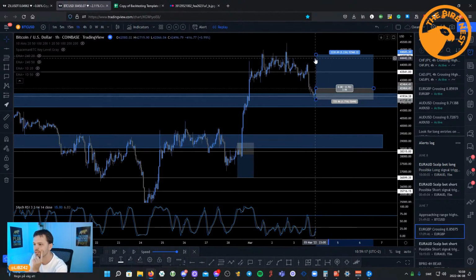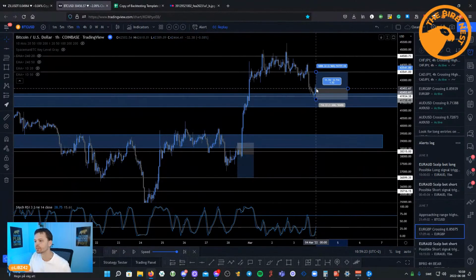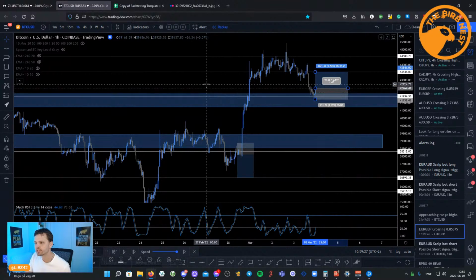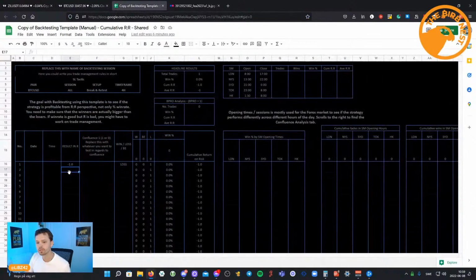Let's put a very tight stop right here. That would be a 1.5. You know what? Let's just run with this and see if this even makes sense, because we need to get some trades in to even see if this is a viable strategy. Obviously, this would be a stop out. So we have a -1 again.